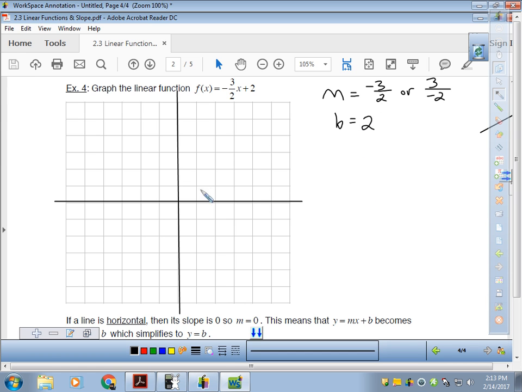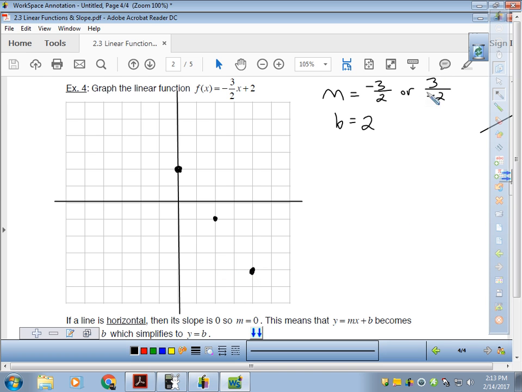b tells me my y-intercept, so I'm going to plot that point first. There's my y-intercept at 2. And then I'm going to use my slope to get other points. So if I write my slope like this, it means I go down 3 and to the right 2. So I go down 1, 2, 3, and I go right 1, 2. I go down 1, 2, 3, and to the right 1, 2. Okay.